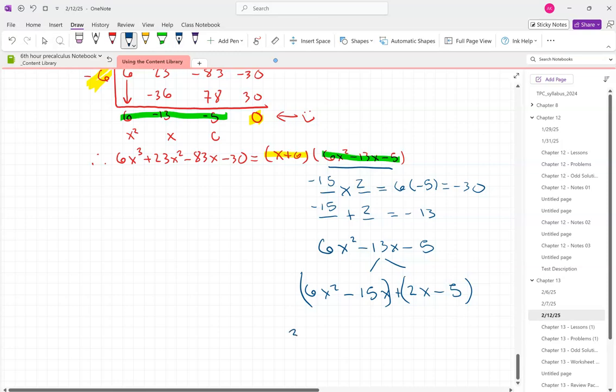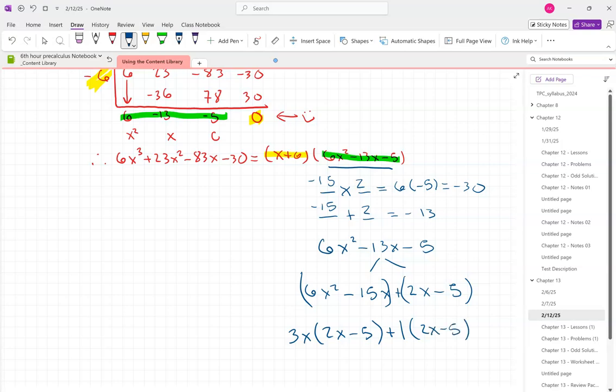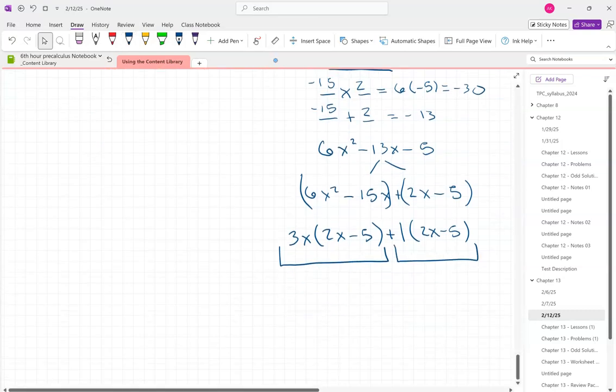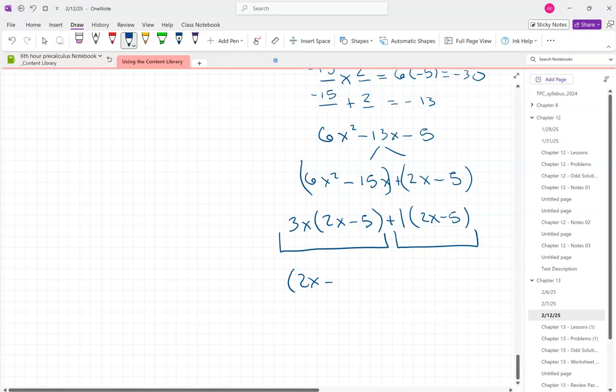From the first group, we can take out a factor of 3x. From the second group, well, there's nothing, but I can always take a 1 out, right? And if I look now at each term, they both have a 2x minus 5 in common. So when I factor that out, I'm left with 3x plus 1.